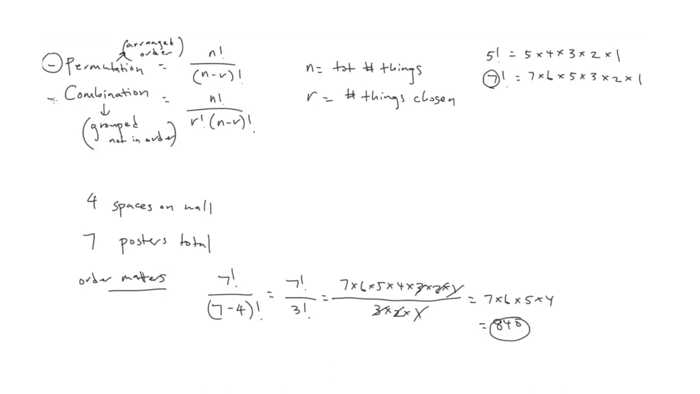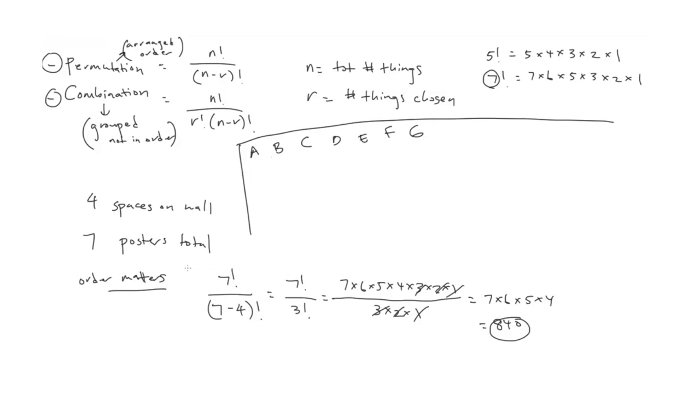Now, let's go and talk about combinations. Let's say we still have 4 spaces on the wall and 7 posters. Another way that I could ask this question is, in how many groups can I put up these posters? So just to illustrate this difference, I'm going to call poster 1 A, number 2 B, 3 C, D would be 4. Next, E, F, and G. So these are my posters 1 through 7.